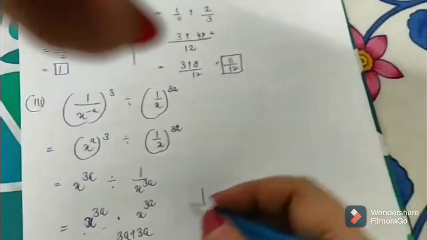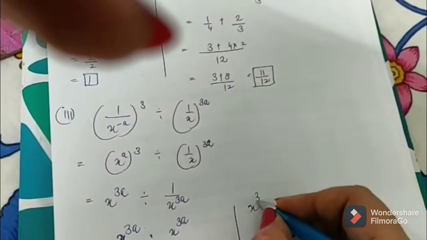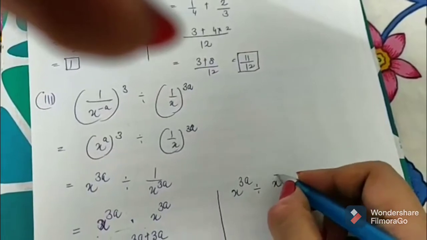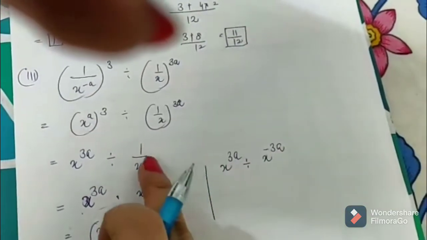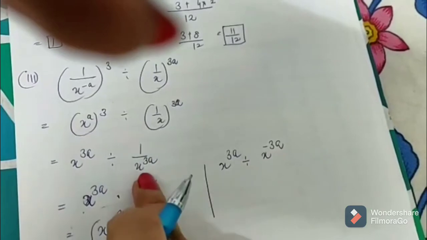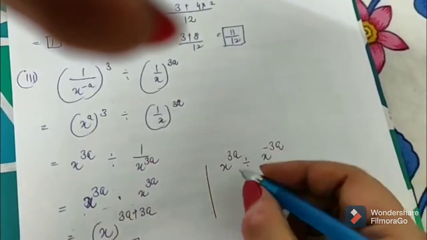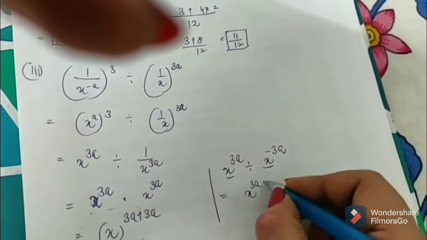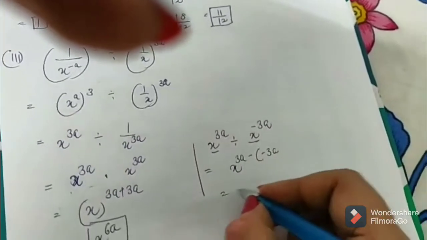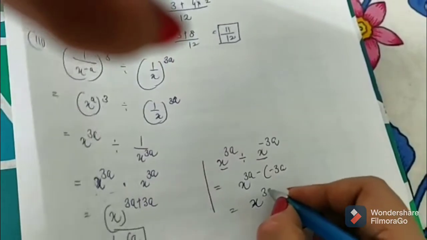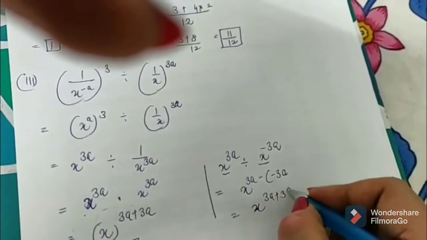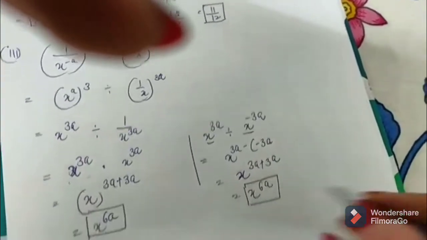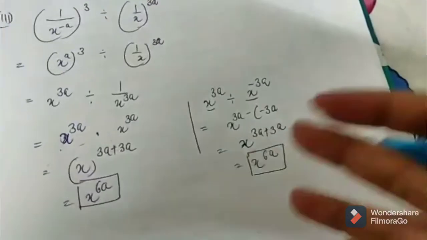The second method can be written as x raised to power 3a divided by x raised to power minus 3a. Because it was a positive reciprocal, it will become x raised to power minus 3a. Since the base is same and we are dividing, the powers are going to be subtracted. So this is x raised to power 3a plus 3a, and this is x raised to power 6a. Choice is yours, whatever you like.